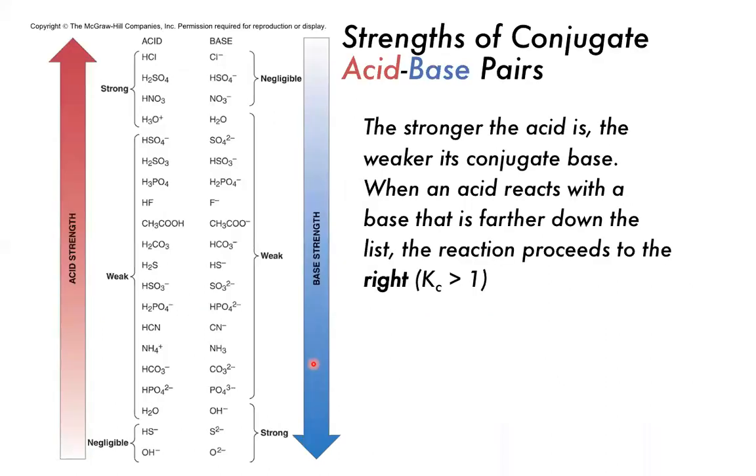So, strengths of conjugate acid-base pairs. The stronger the acid is, the weaker its conjugate base. So when an acid reacts with a base that is farther down the list, the reaction proceeds to the right. Kc is greater than 1. So here we have the acid and the conjugate acids and bases of two different species. We have HCl, we have chloride. Chloride has a negligible strength, so it's a very weak base, which means that HCl is a strong acid.